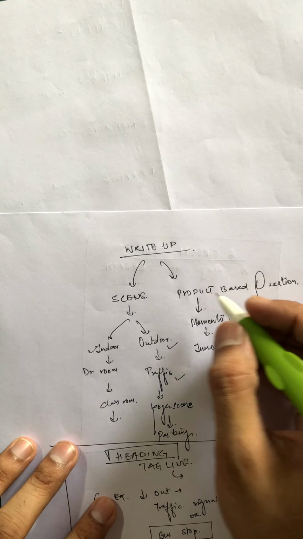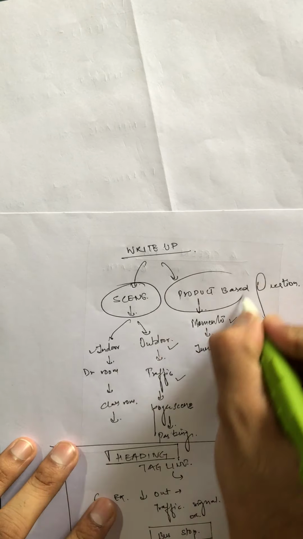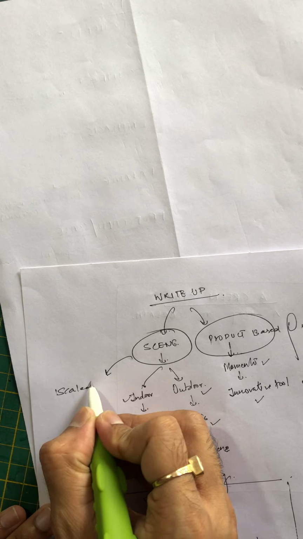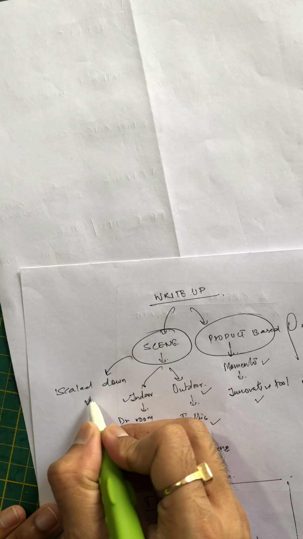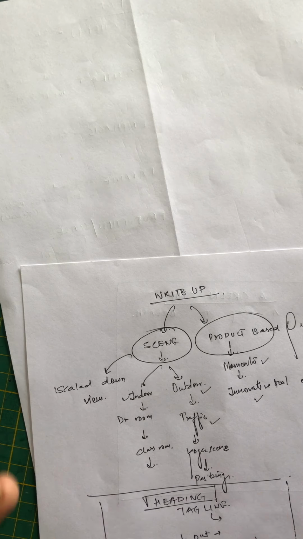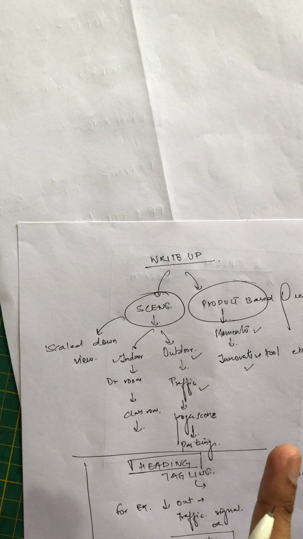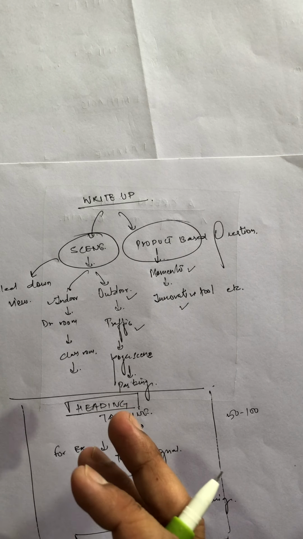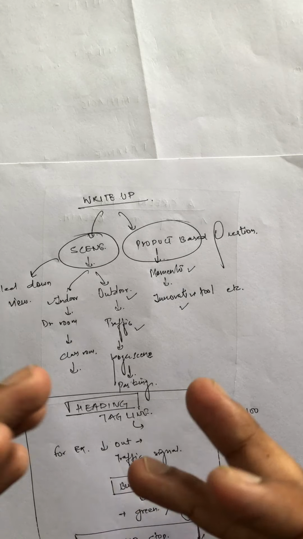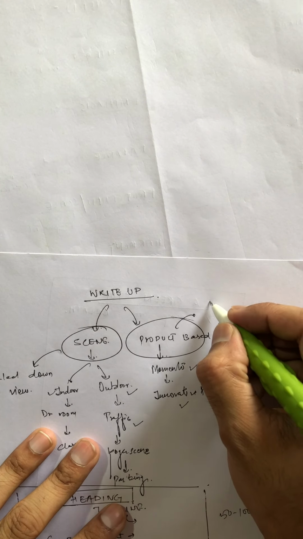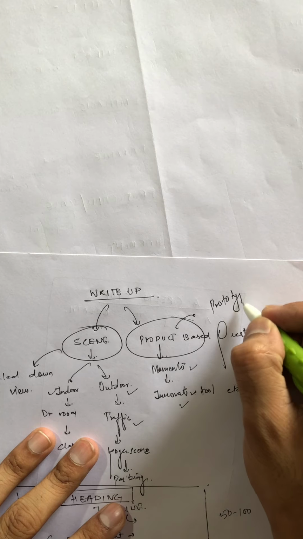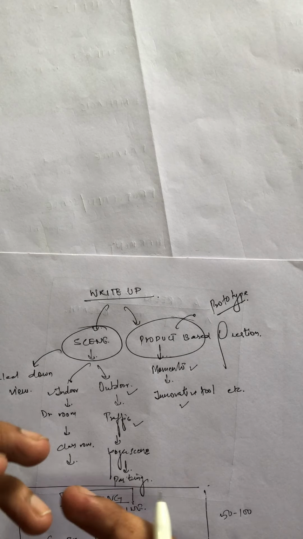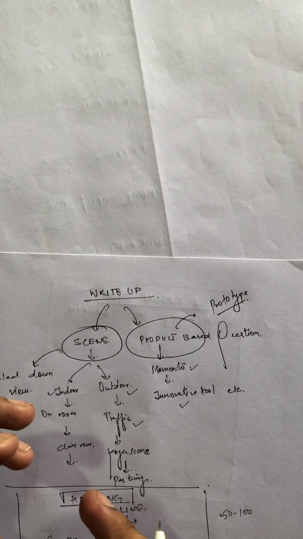One more thing: scene and product based. A scene is a scaled down view of a particular scenario. You cannot make an entire bus stop on an A4 size sheet, so it's a scaled down view of the particular scene given in the question. In a product-based question, it's a prototype, a demo, a small toy kind of structure you have created, just to give an idea. So it's a prototype.